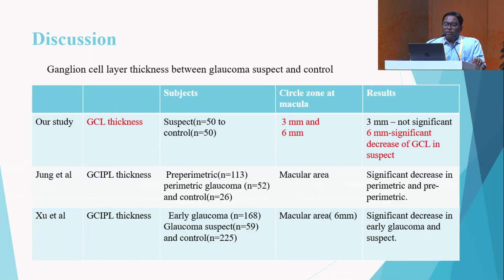When we compare our data to previously reported data regarding GCL thickness, we found similar results reported by Zhang et al. and Su et al. But the difference is they used GC-IPL thickness in comparison to our GCL thickness, and they mapped the whole macular area, whereas we compared the GCL thickness in two circle zones, the 3 mm circle zone and the 6 mm circle zone, and we found a significant difference only in the 6 mm circle zone between the glaucoma suspect and control groups.